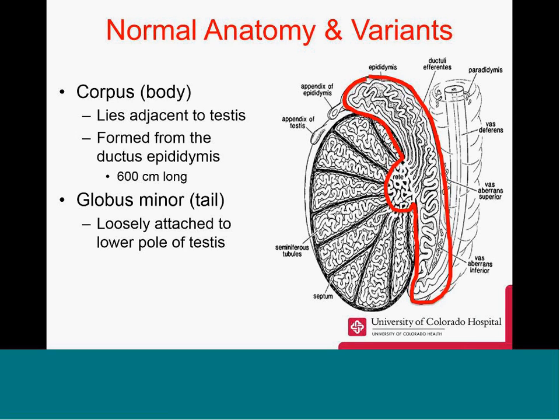Final maturation of sperm does occur within the epididymal tail. The ductus epididymis does form an acute angle at the distal aspect here. It makes an acute angle and heads back up the spermatic cord.